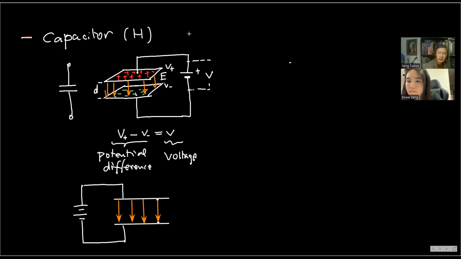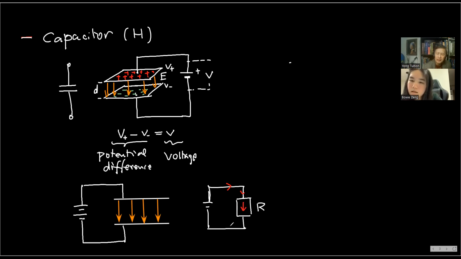Resistor is different. If you put the resistor here, with a battery, we just draw this. You can imagine a resistor is just a cylinder, right? The situation is different. We have a good conductor here, and inside the resistor is still conductor, but not as good as wire. Therefore, in this case, the current will always go through.